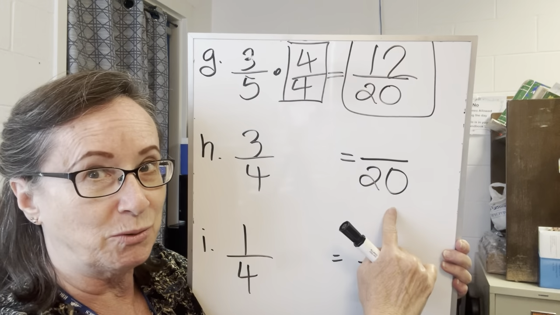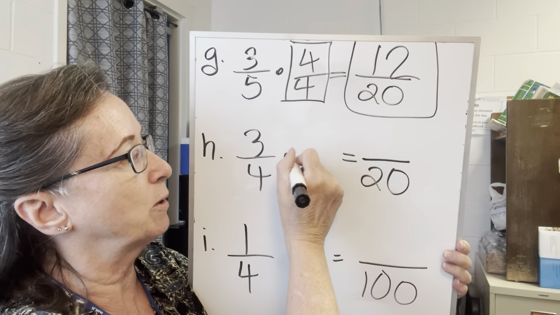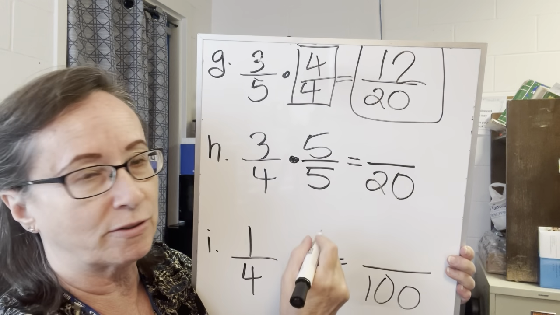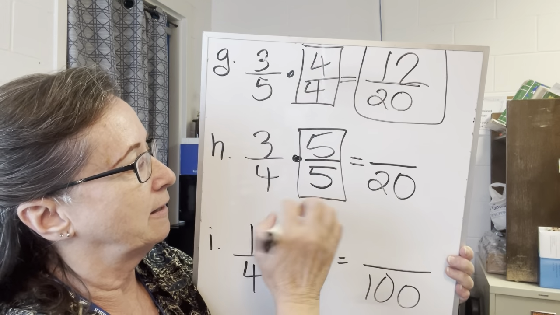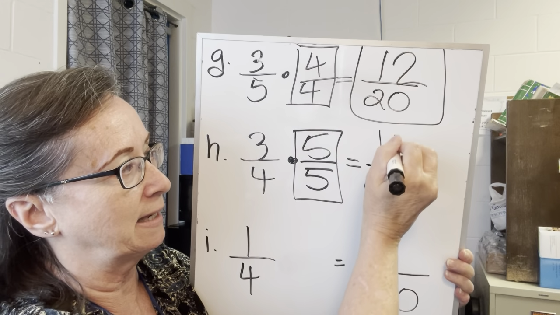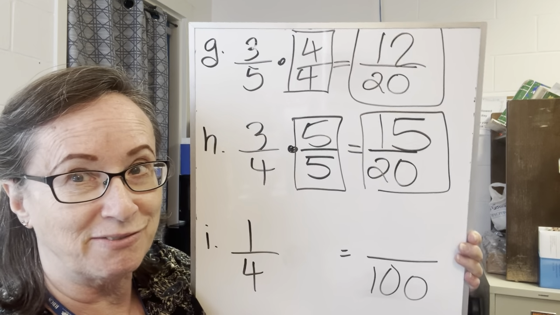3/4 is how many 20ths? Okay, so 20 divided by 4 is 5. So we're going to multiply by 1 in the form of 5 over 5. 4 times 5 is 20. 3 times 5 is 15. So 3/4 is the same as 15/20ths.